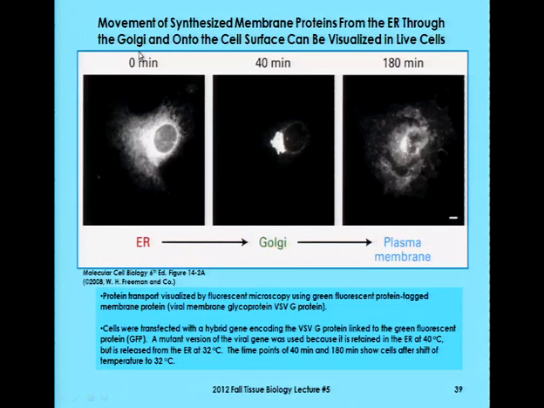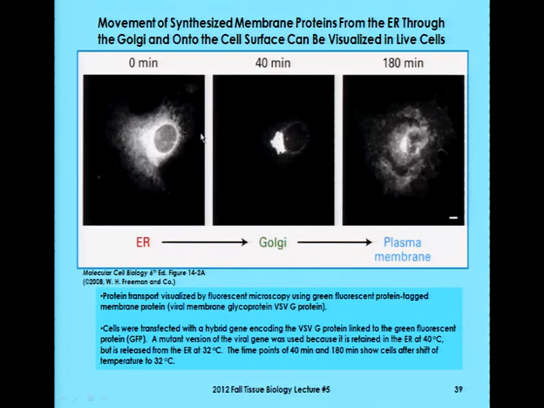Now, the movement of synthesized membrane proteins from the ER through the Golgi and onto the cell surface can be visualized in live cells. And this shows us such an experiment of the transport of a glycoprotein of the vesicular stomatitis virus. It's initially synthesized in the ER, and then it is transported into the Golgi and eventually is transported onto the cell surface. In this type of study, the G protein was expressed by a hybrid gene that encoded the G protein and a green fluorescent protein.